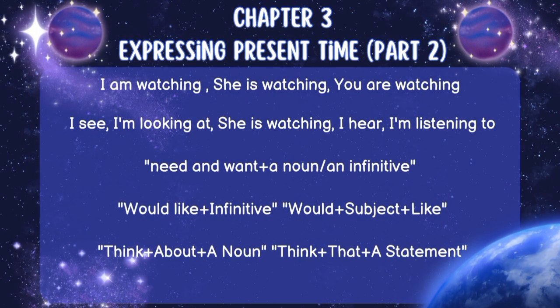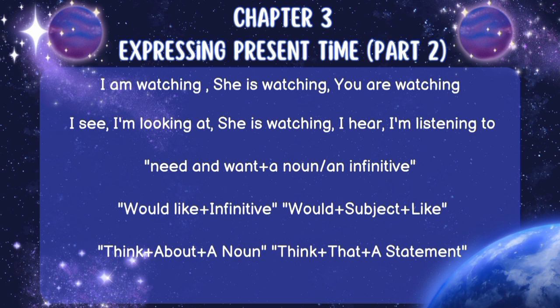Chapter 3. Expressing present time, Part 2. Be plus ing, the present progressive tense. For example, I am watching, she is watching, you are watching. The action is happening right now, and I am saying the sentence at the same time. The present progressive question. Be plus subject plus ing. Is she sleeping? Keyword plus be plus subject plus ing. Where is she sleeping?